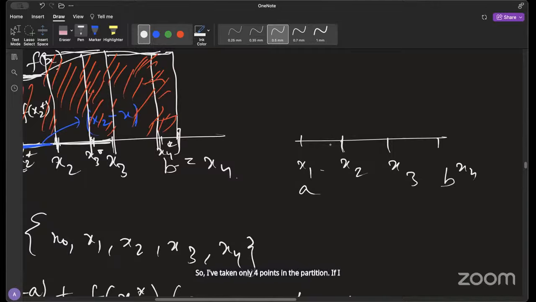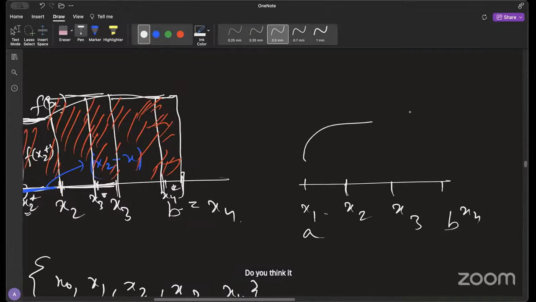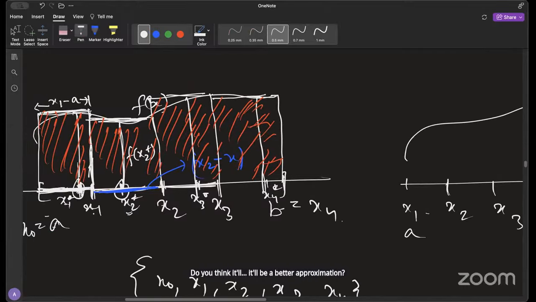If I increase the number of points, do you think it will be a better approximation? The area under these rectangles is not the exact area under the curve, right? It's just an approximation.